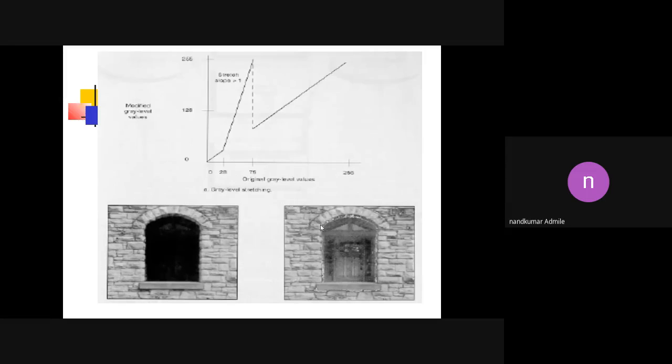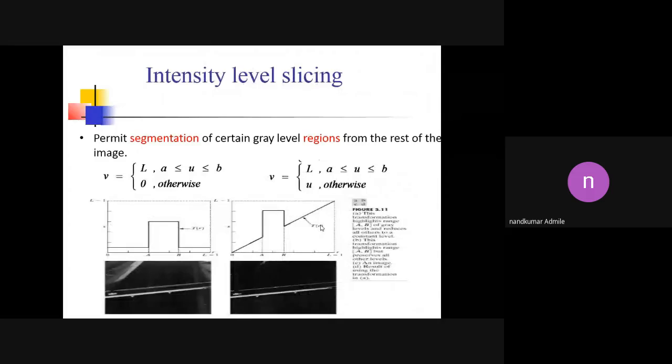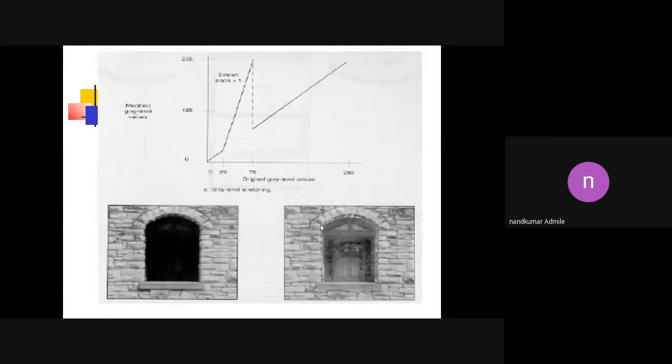Okay, so the next one is intensity level slicing. If we take the example of intensity level slicing, it can improve the quality of an image in a particular region. Here we can take one example. With this example we can understand intensity level slicing. Can anyone tell, with this example, what is intensity level slicing?